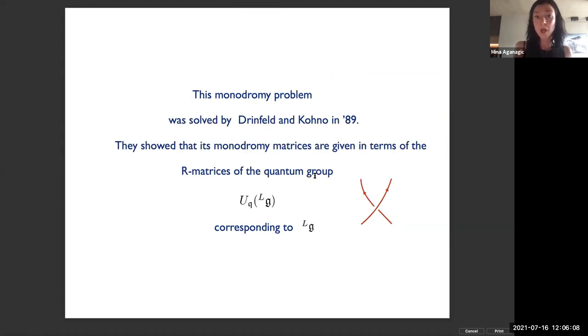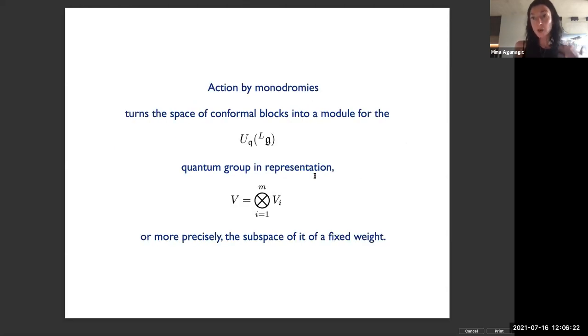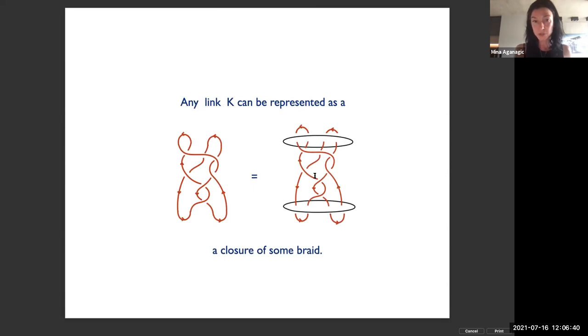This monodromy problem was solved by Kohno and Drinfeld in '89. They show that the monodromy matrices of this KZ equation are given in terms of R-matrices of the quantum group corresponding to G. So it's the action by monodromies that turns the space of conformal blocks into a module for the quantum group, in the representation associated with the tensor product of all representations of the punctures, more precisely in a subspace of a fixed weight on which braiding acts irreducibly.